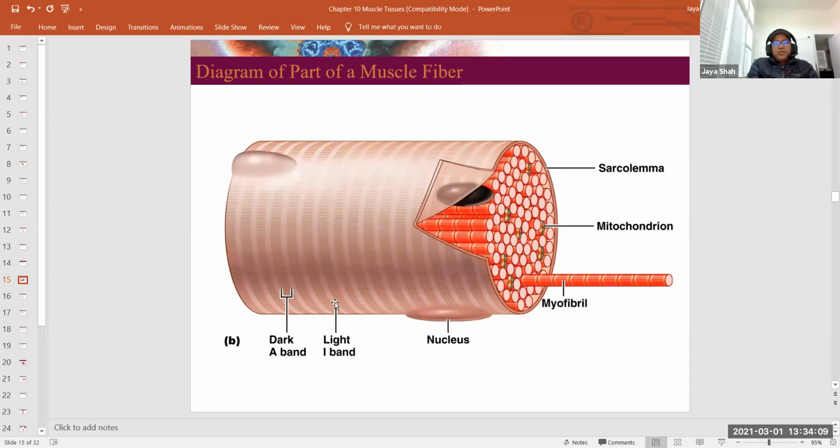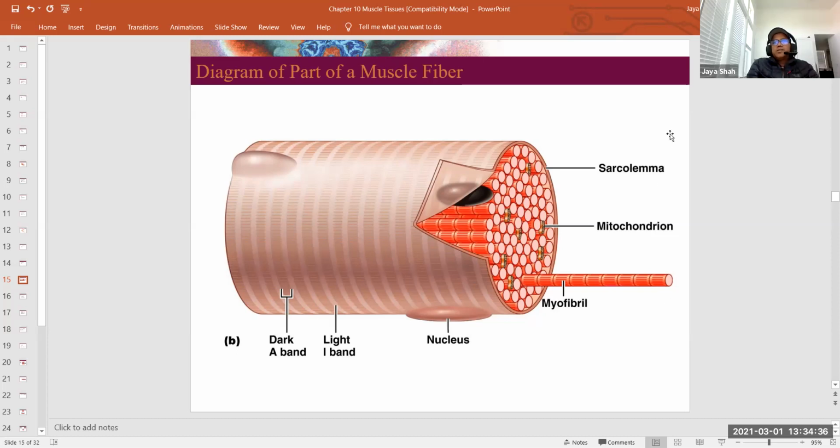Light is light due to the thin filament, which is called actin. And dark is dark because this area is covered by the thick filament that is called myosin. Okay. So inside, you see the bundle of actin and myosin. These are the myofibrils.